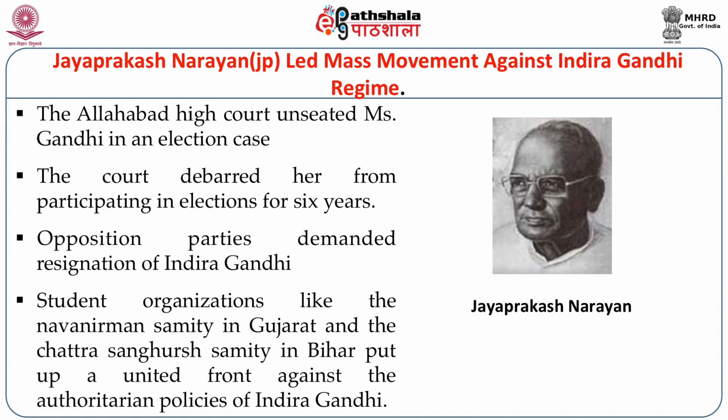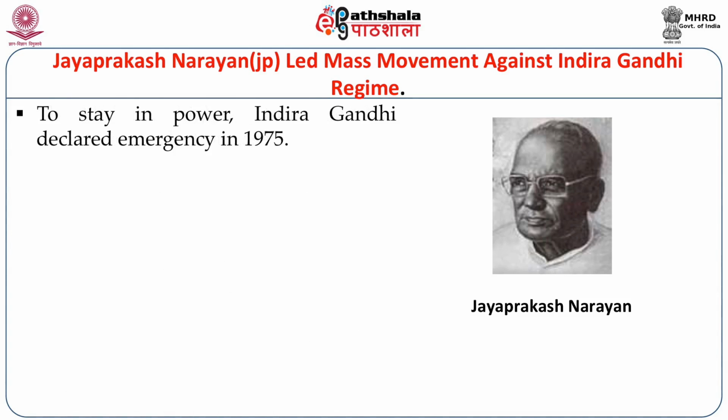Student organizations like the Navanirman Samiti of Gujarat and the Chhatra Sangharsh Samiti of Bihar put up a united front against the authoritarian policies of Mrs. Indira Gandhi. Now, to stay in power, Mrs. Indira Gandhi declared emergency in 1975.